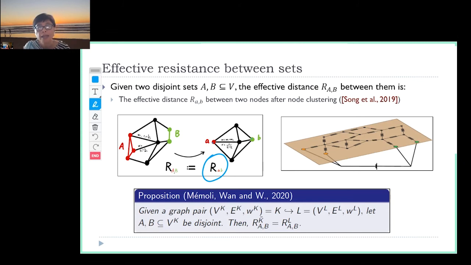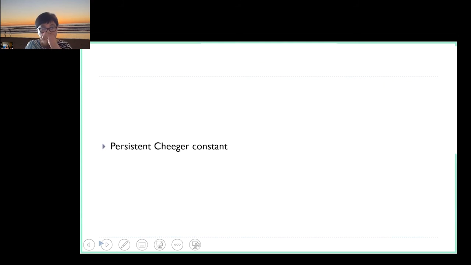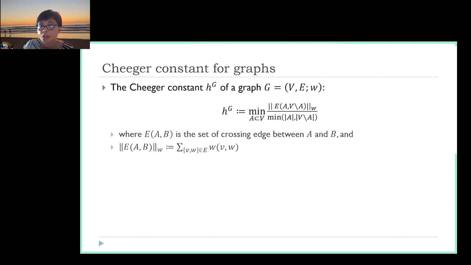Okay, and previous results turn out to also imply that when you take two sets, the effective resistance between sets is also preserved after the Kron reduction or after the Schur complement. So now I'm going to use this effective resistance for sets to connect to some spectral graph theory. And the quantity we're going to look at is the so-called Cheeger constant.